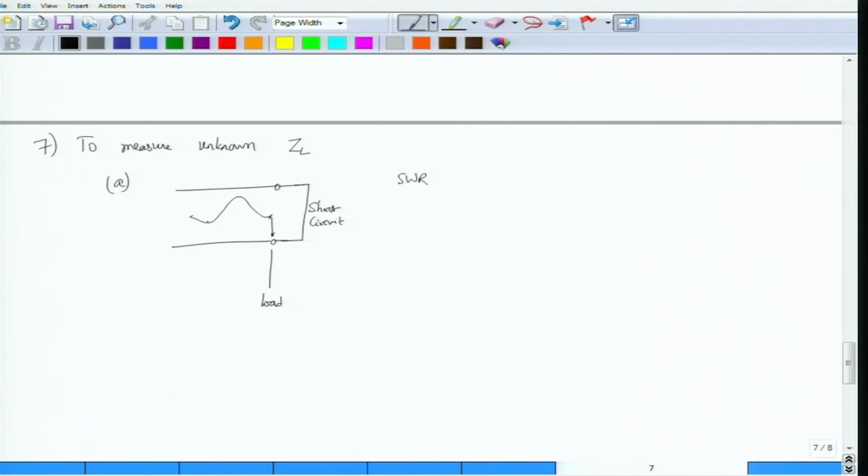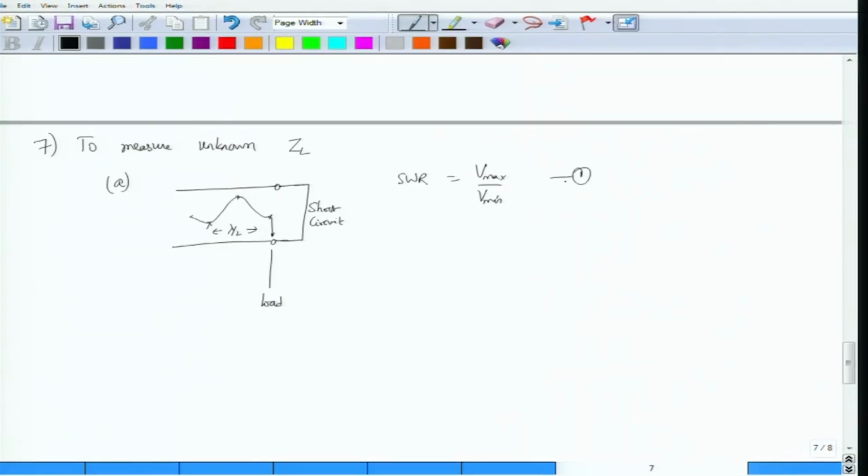Then after every lambda by 2, this minima repeats. We don't want to know the second maxima and so on. Any of the minima would serve as a reference. To find SWR, you find out V minima, you also find out V maxima, and then find SWR as the ratio of V max to V min. So you keep this calculation ready with you.